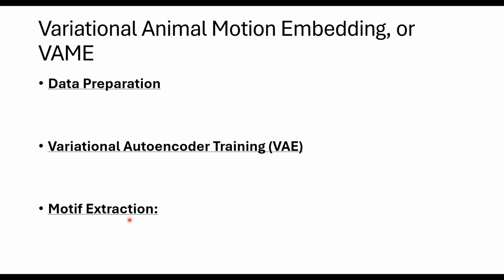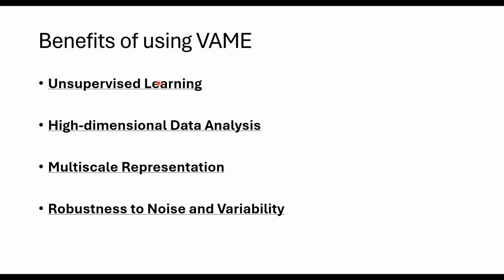Then the next step is to do the motif extraction. In this step, the trained VAE is used to extract motifs of behaviors from time series data by analyzing the latent representations that you get from the previous step. Here, for example, it will identify different recurring patterns in the latent space and then characterize them into specific movement types. All right, so then what are the benefits?